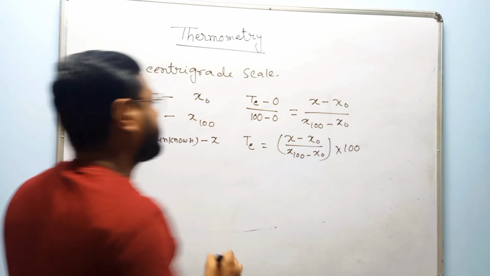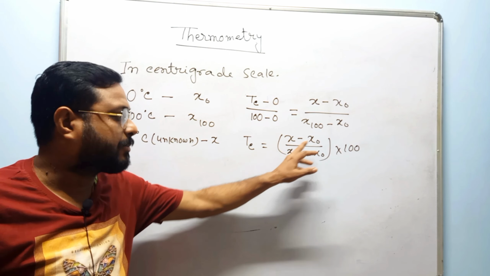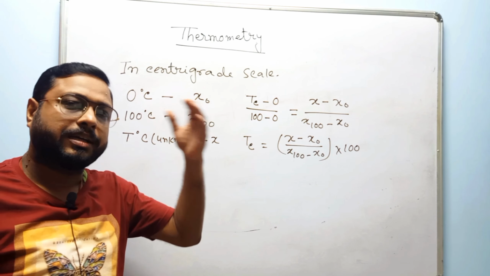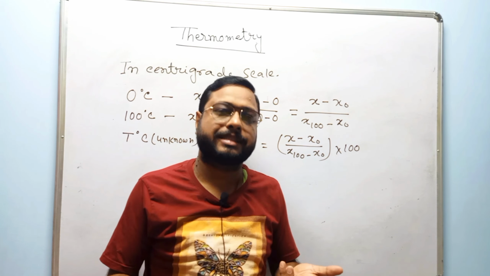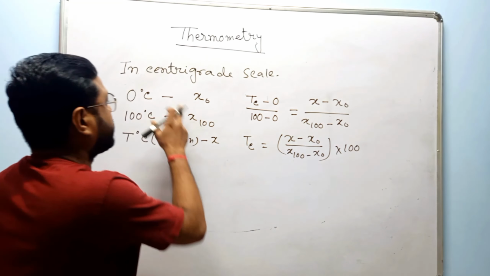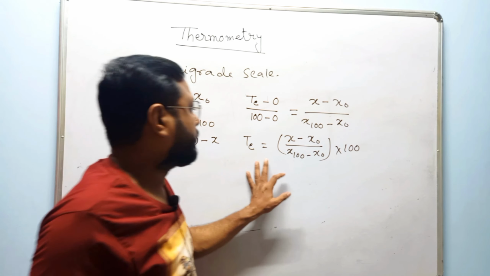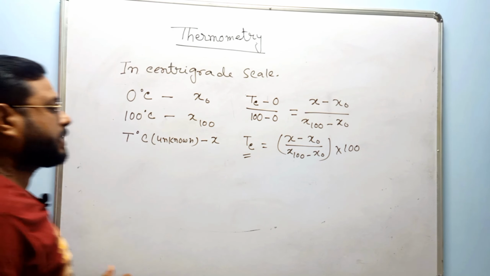So this is the required formula to find out any temperature if the thermometric property, that is the length of the liquid in the capillary column, pressure of gas, or volume of gas, is set at 0 degree and 100 degree temperature. Then we can find out the unknown temperature by this formula. This is for the centigrade scale.